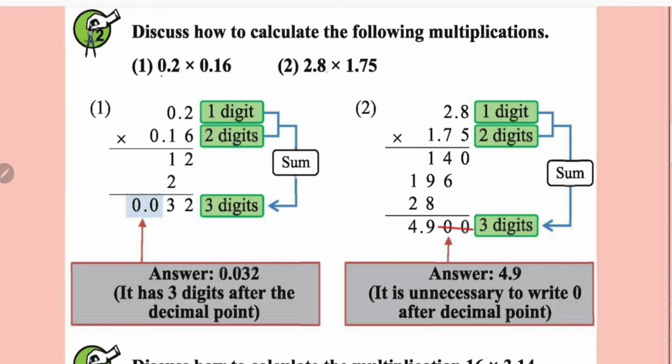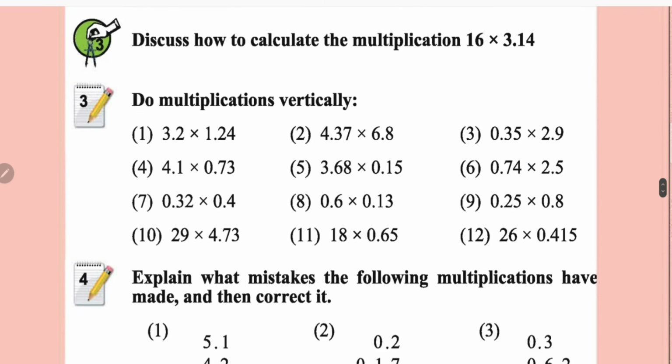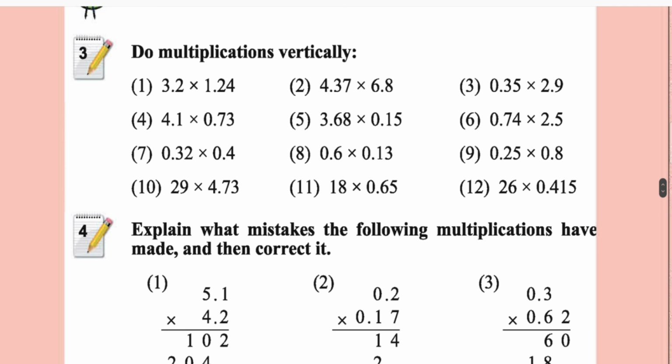Similarly here also, 1 2 2 plus 1 is 3. So this one should have 3 digits. Okay, do the multiplication vertically. We will do only one problem.